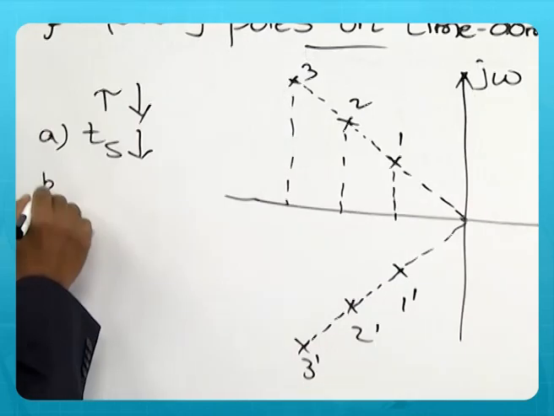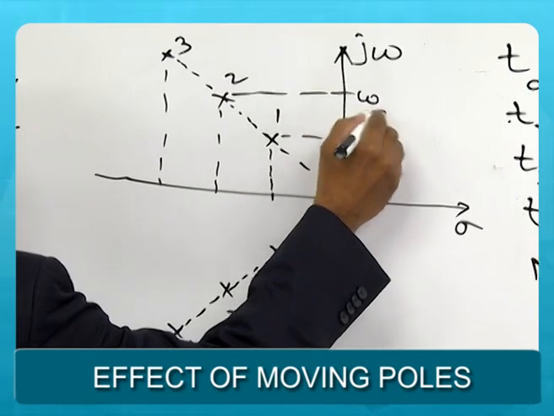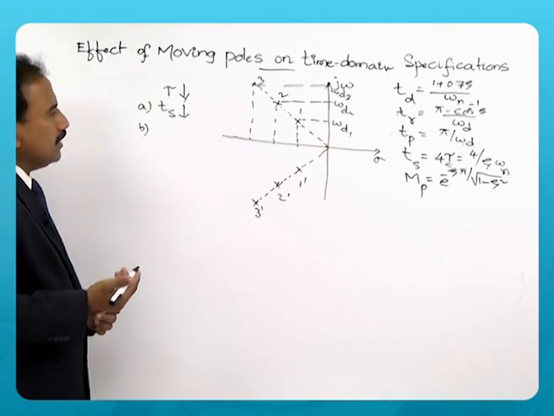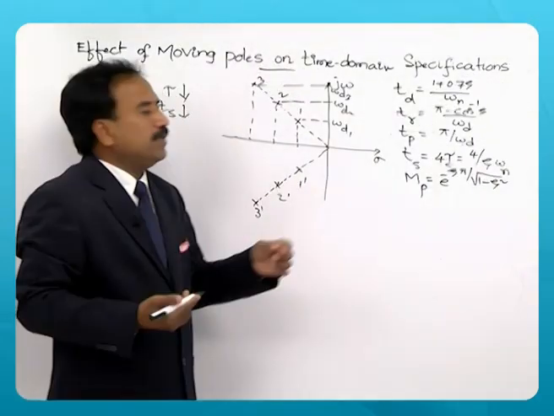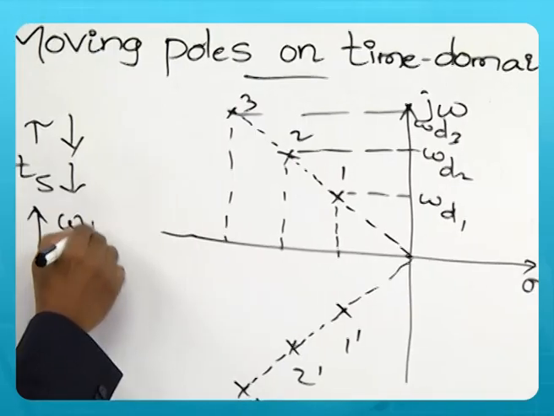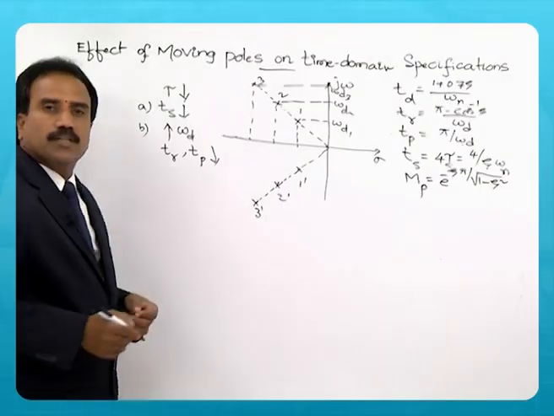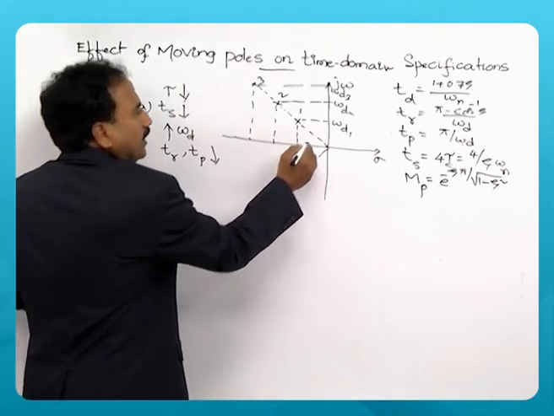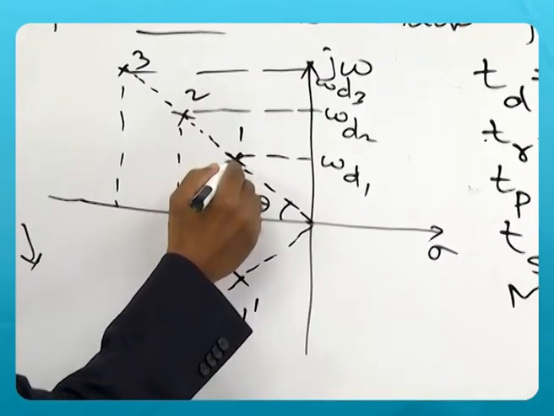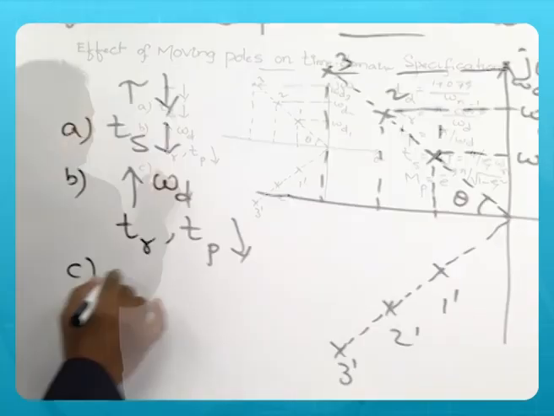Now the second one, what happens to the imaginary part, omega d1, omega d2, omega d3. There is an increase in omega d, so the rise time and peak time got reduced. Now what about theta, the angle with respect to the real axis? There is no change in the angle because the poles are moving along a fixed angle. So no change in theta.